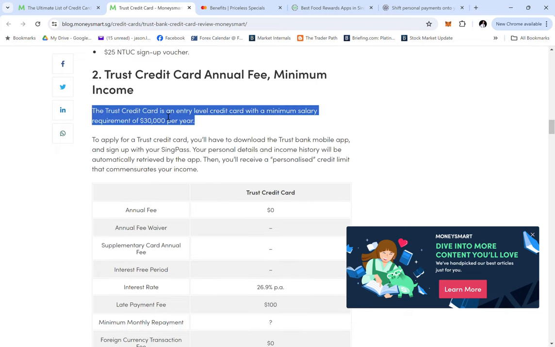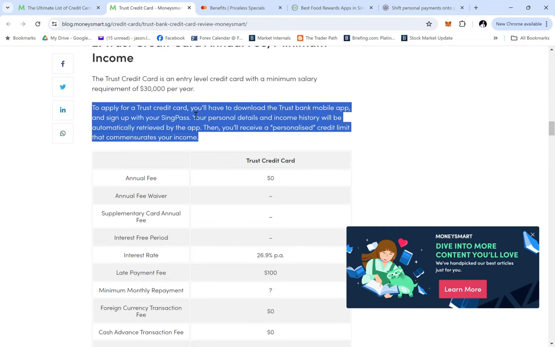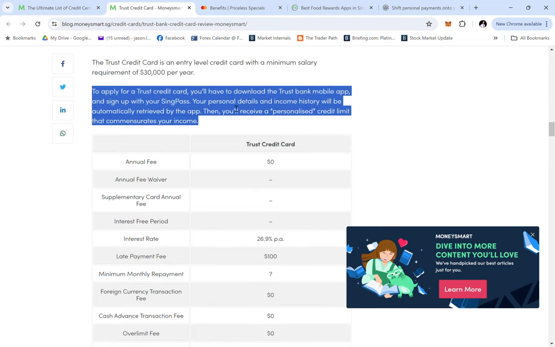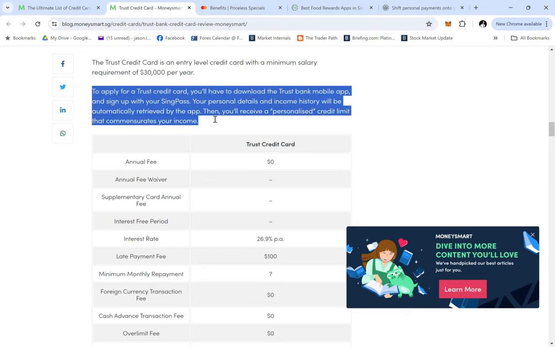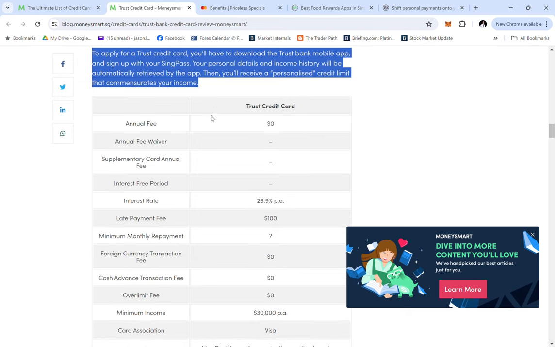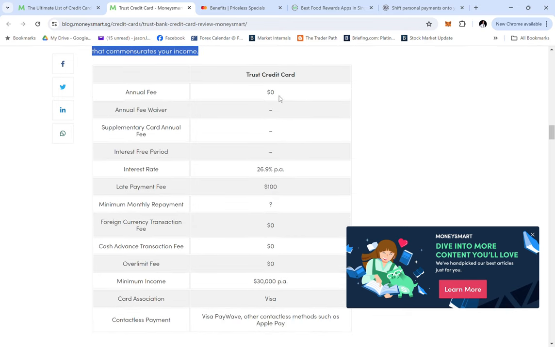The Trust credit card is an entry level credit card, with a minimum salary of $30,000 per year. To apply for the Trust Card, you need to download the app and sign up with SingPass, and then you'll receive a personalized credit limit that fits your income status. Good thing about this card, $0 annual fee. Wow, which is pretty awesome, right?